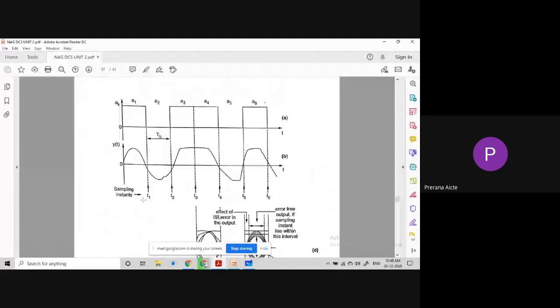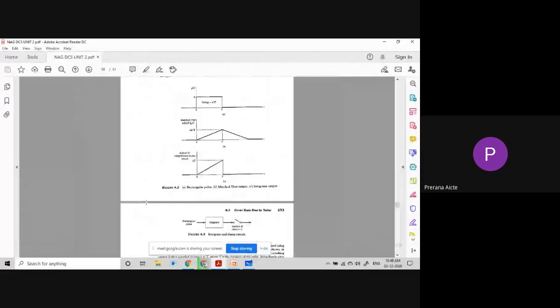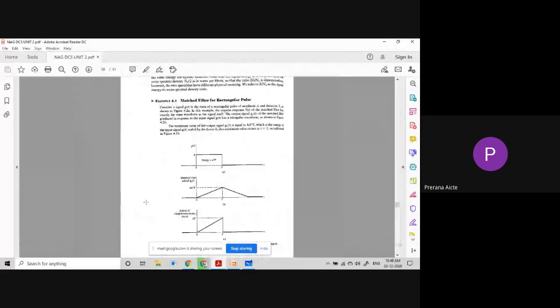So what we are saying is, x naught of t is proportional to the autocorrelation function of the input signal x of t shifted to the right by T samples. This is the matched filter and the properties of matched filter. What is a matched filter and what are the properties of matched filter? Okay.